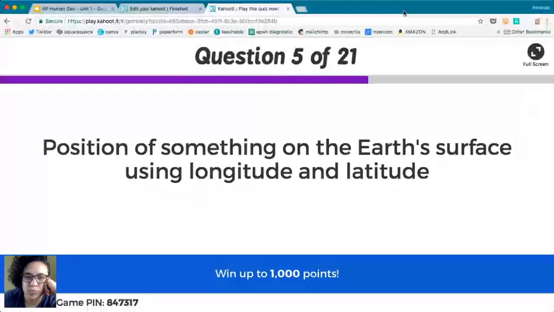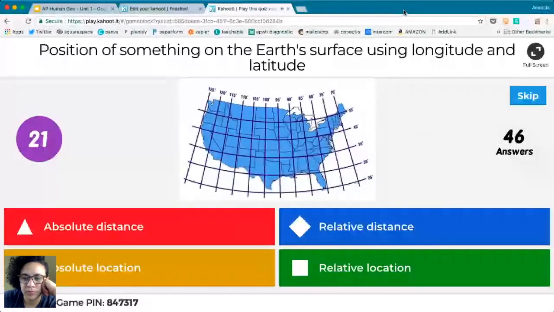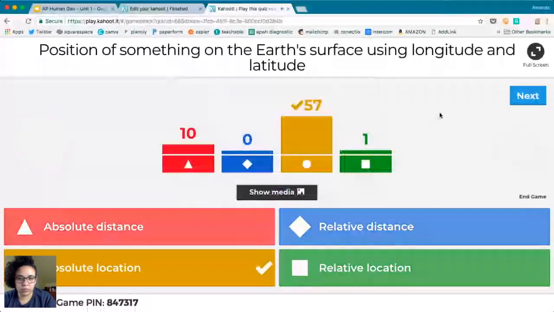Terms. Nice. Absolute location. Absolute distance would show you exactly how far something is between each other. But using longitude and latitude wouldn't talk about distance, just location.